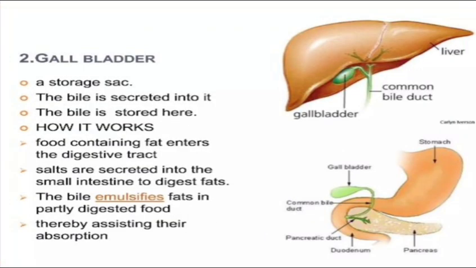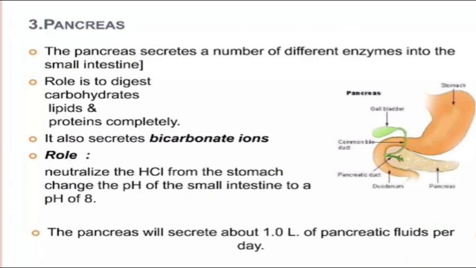Gallbladder. It is a storage sac. Bile is secreted and stored in the gallbladder. When food containing fat enters the digestive tract, bile salts are secreted into the small intestine to digest fat. The bile emulsifies fat in the partly digested food, thereby assisting its absorption.